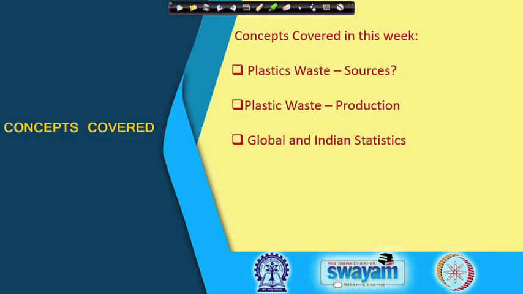So again, to recap the concepts we are covering this week, we talked about sources, which we'll wrap up in this module, and then we'll talk about production. We'll give you some data on global and Indian statistics on how much plastic waste is being produced and how much is getting into the different environmental streams.